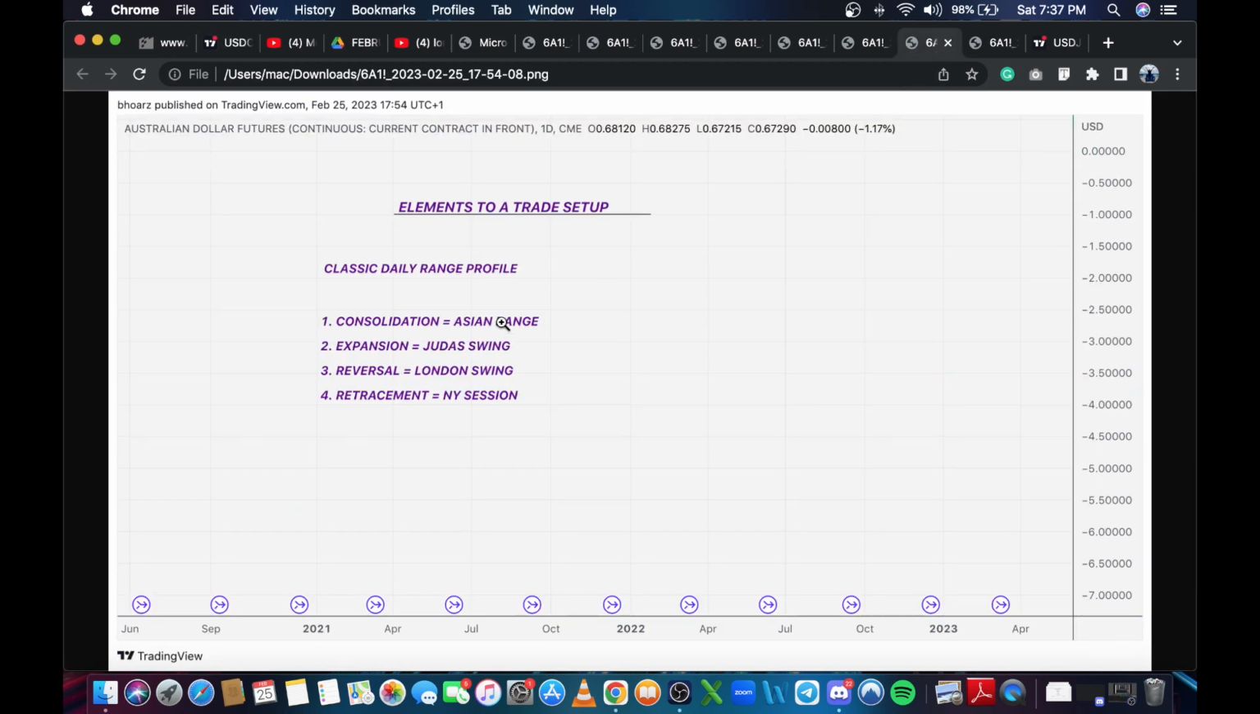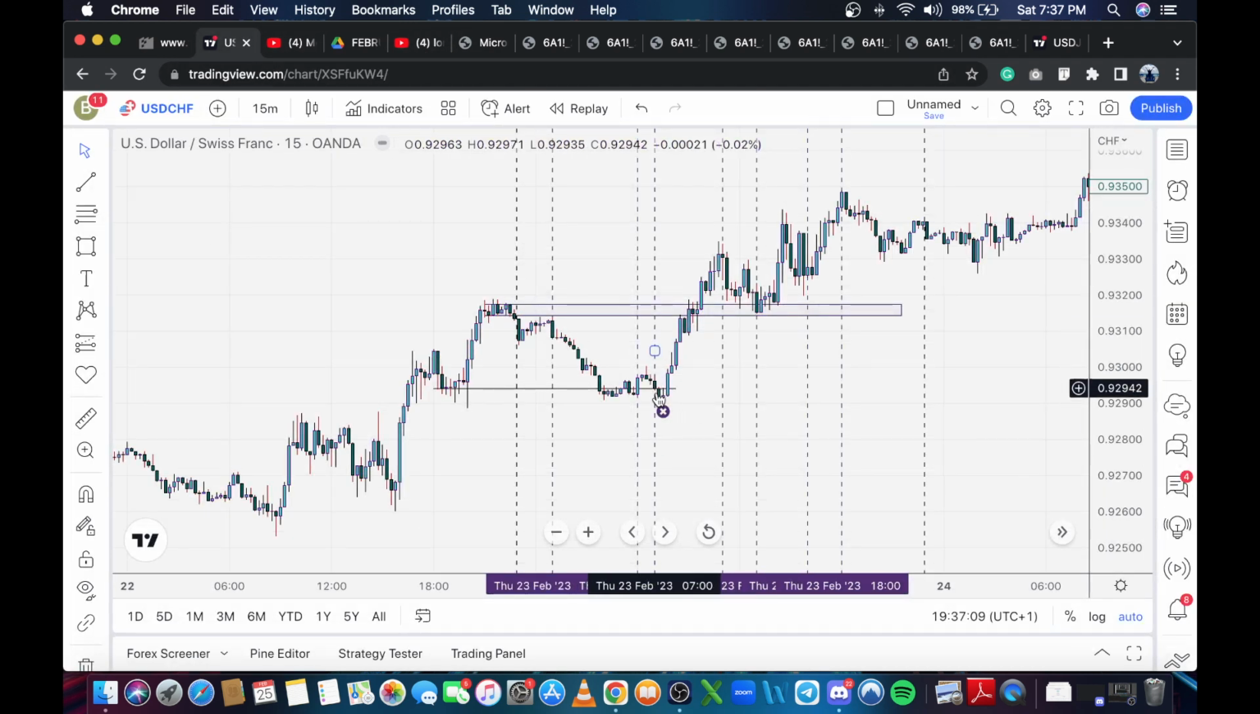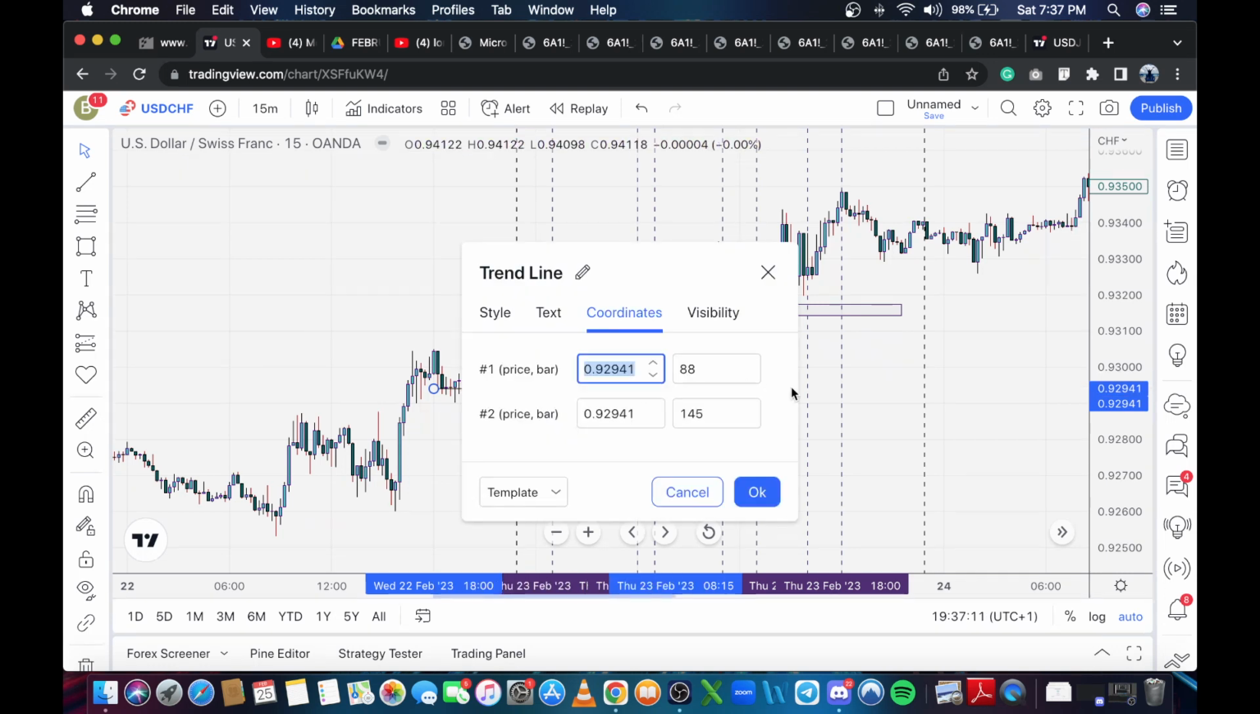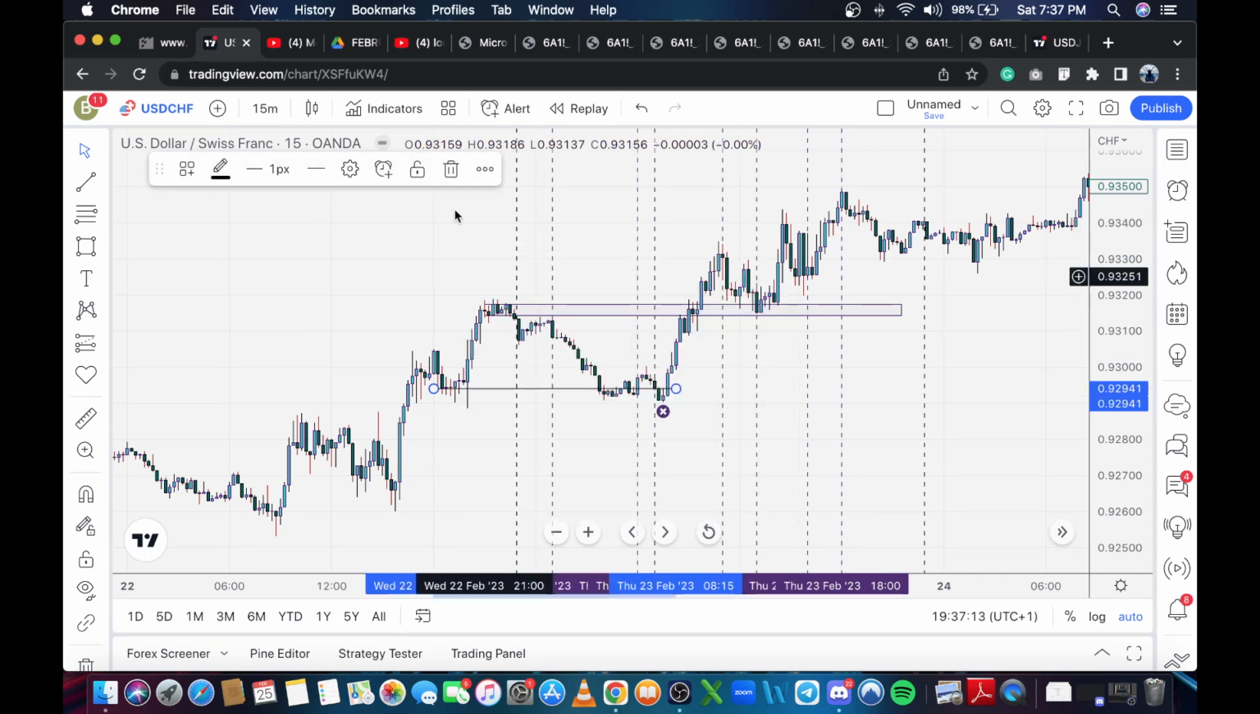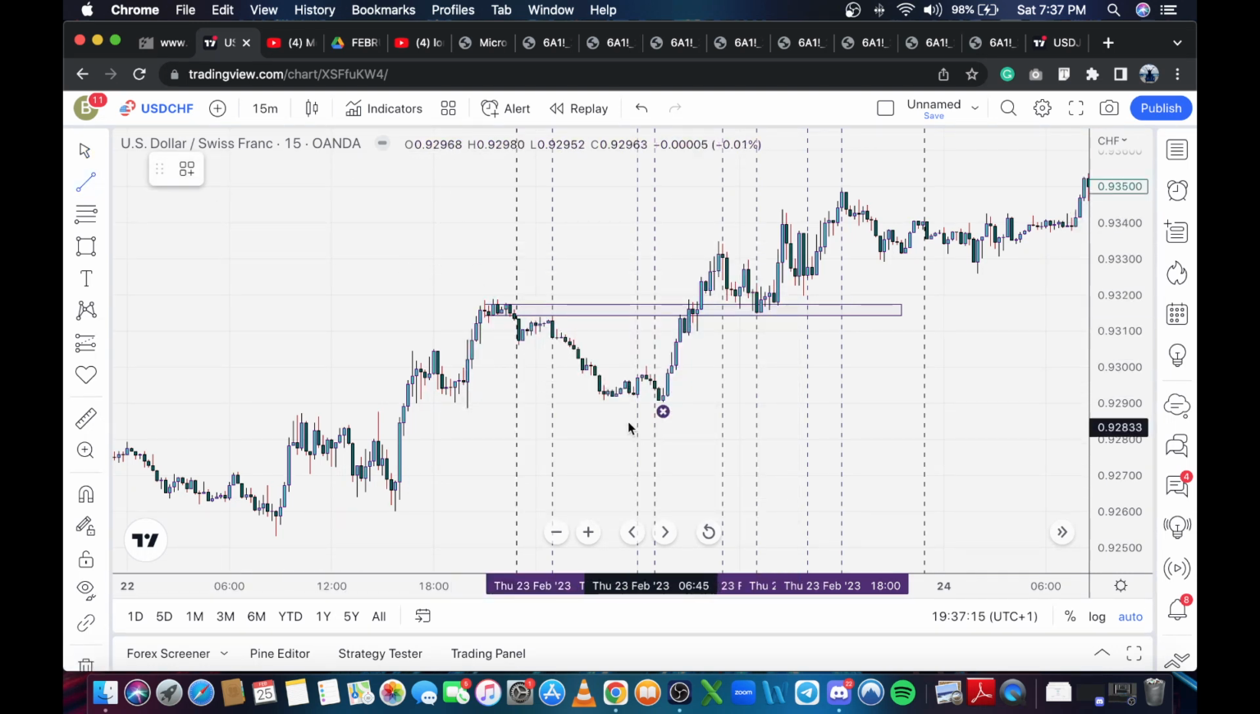Asian range consolidation, and the Judas swing is your expansion. So you have a false expansion below the low from Asia. That is this low here. We have very clean lows during Asia.